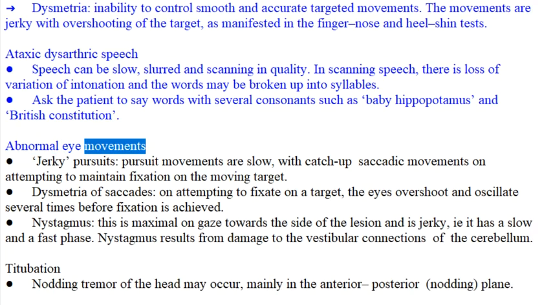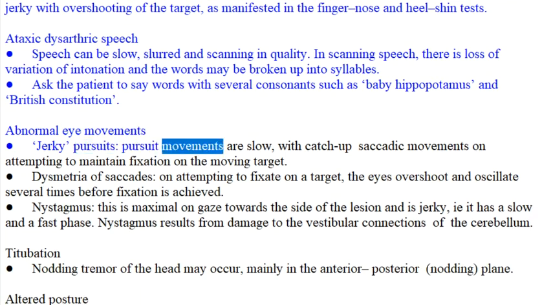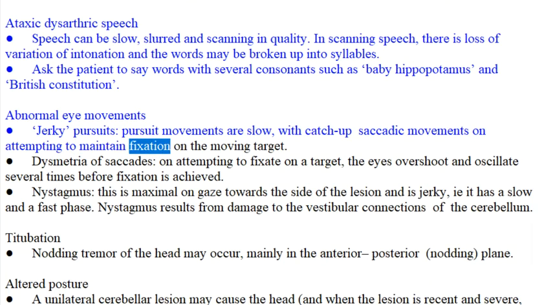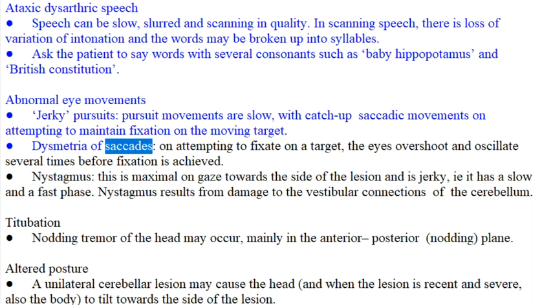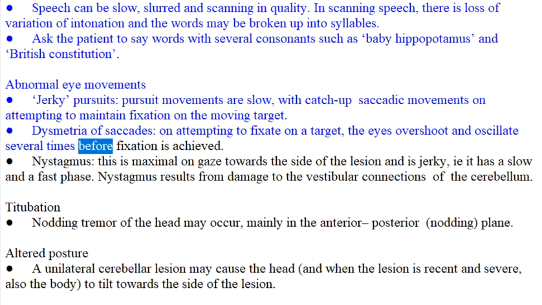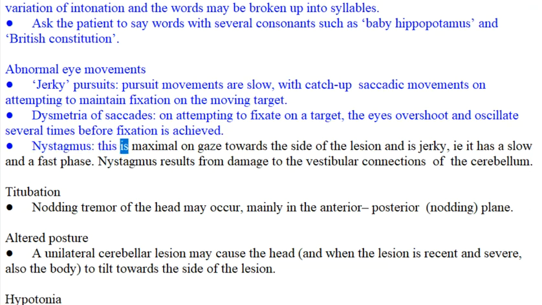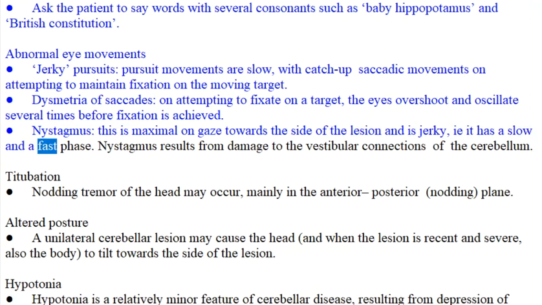Abnormal eye movements. Jerky pursuits. Pursuit movements are slow, with catch-up saccadic movements on attempting to maintain fixation on the moving target. Dysmetria of saccades. On attempting to fixate on a target, the eyes overshoot and oscillate several times before fixation is achieved. Nystagmus. This is maximal on gaze towards the side of the lesion and is jerky, i.e. it has a slow and a fast phase. Nystagmus results from damage to the vestibular connections of the cerebellum.